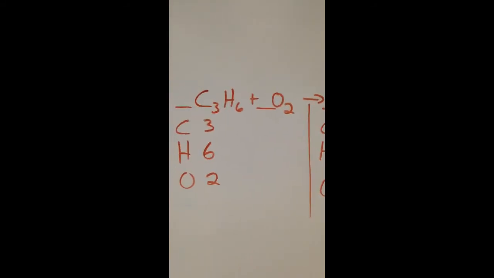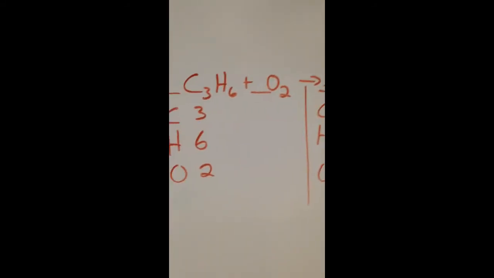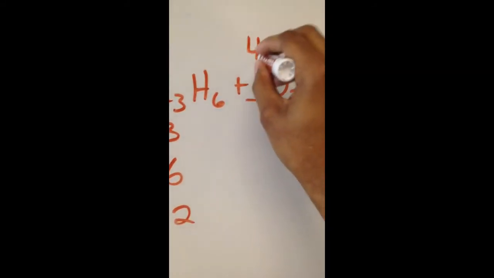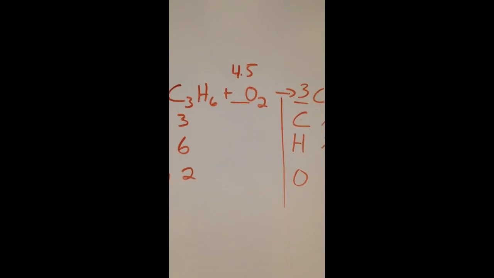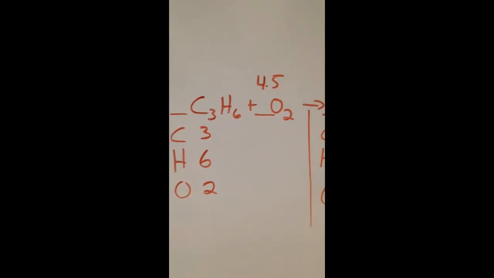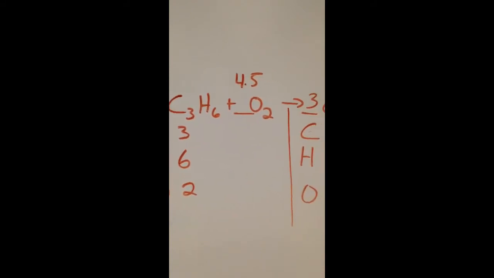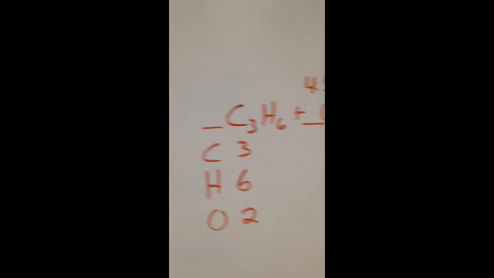The only thing I would do here is what times 2 equals 9? Now we know that's a 4.5, but we can't have decimals as coefficients. So one of the tricks to do with these combustion equations or reactions is to see where you get that half coefficient and then just multiply everything by 2. So we're going to just multiply everything by 2.